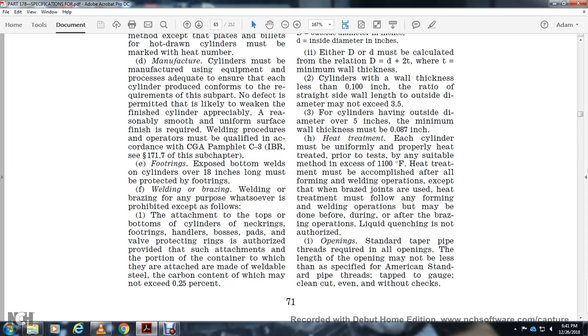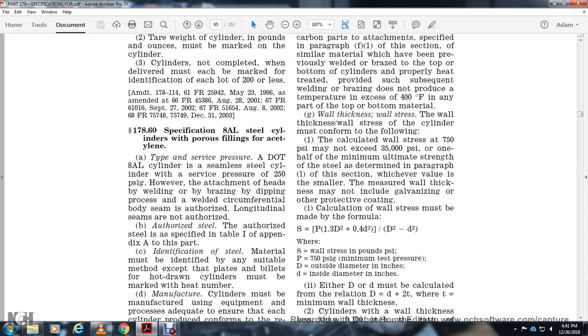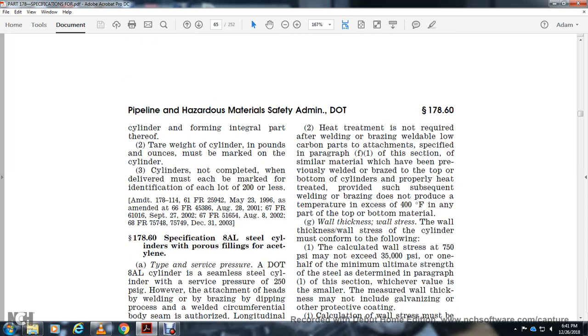The attachment portion of the container must be made with weldable steel with a carbon content not exceeding 0.25%. Heat treatment is not required after welding or brazing of the low carbon parts of the attachment specified in paragraph F1, with the section of similar material previously welded, with the top or bottom of the cylinder preoperatively heat treated to provide for the subsequent weld or braze, if it does not produce a temperature exceeding 400 degrees Fahrenheit in the part of the top or bottom material.